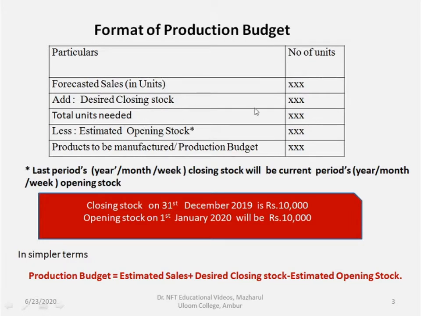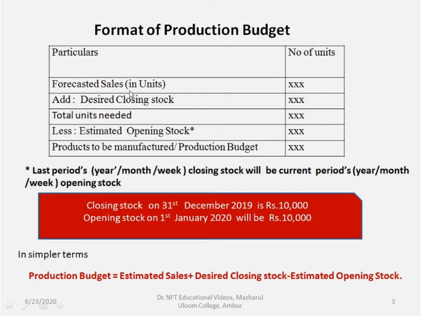If we add this, we get the total units needed. Along with this, we have to deduct the estimated opening stock. Already in the business, there may be some quantity of stock which is produced and not yet sold. That is opening stock, or we can say that last year's closing stock is this year's opening stock. That has to be deducted. If you deduct this, you get the product to be manufactured, or production budget.